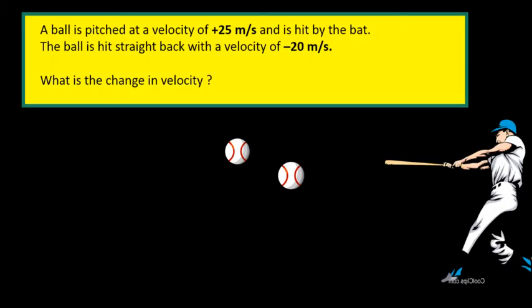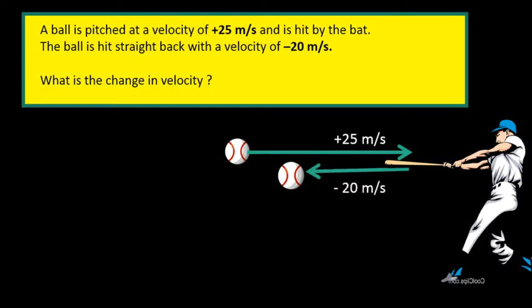In this lesson, they ask you to calculate a change in velocity, and to give you an example of this, let's say a ball is pitched at a velocity of plus 25 meters per second and is hit by the bat, right? And so it's going 25 meters per second. There's a positive sign only because I chose to say that going to the right is going to be the positive direction. The ball is hit straight back with a velocity of minus 20 meters per second. And so it's going 20 meters per second, but in the opposite direction.